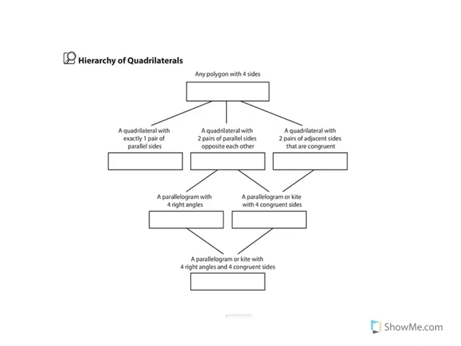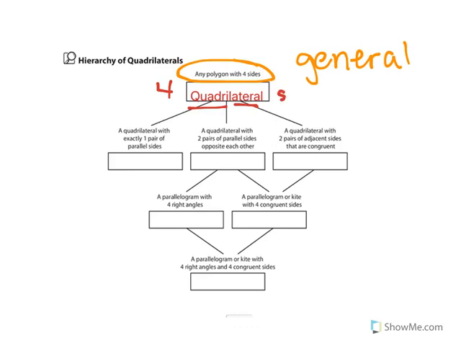So let's take a look at the first placement in our hierarchy, the most general, right? The most general term we can come up with. Any polygon with 4 sides. What would you call that? It is a quadrilateral. Any polygon with 4 sides is called a quadrilateral. Remember, quad means 4, lateral means sides. So if you know what the word means, you know how to describe it.